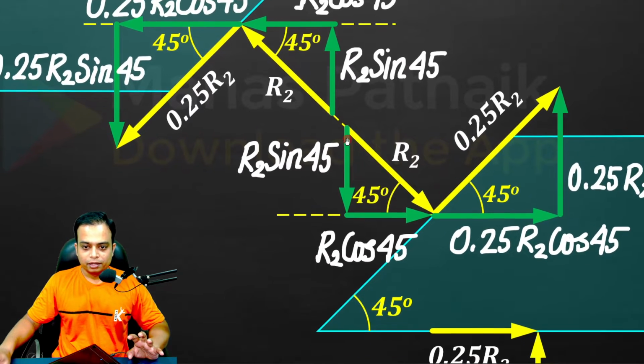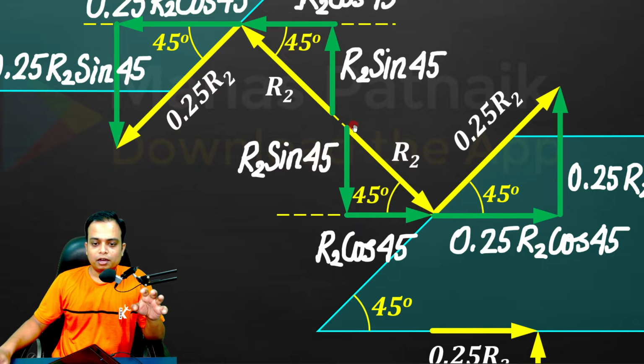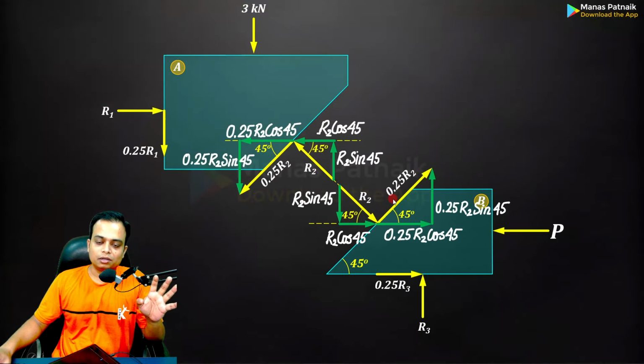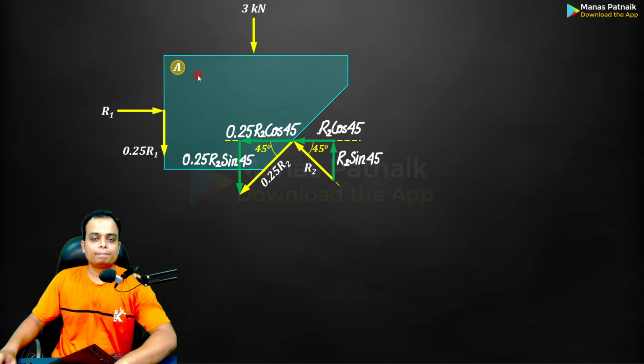Similarly, take a look over here. If this is R2, angle is 45. The side in front is here. So this is going to be the sine component, R2 sine 45. So easy. You could have gone this way also. You could have gone horizontal and then vertically downwards. In that case also, you are going to get the same results. No difference whatsoever. Let us now focus on this block A.